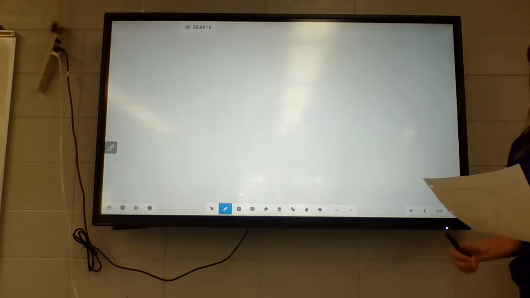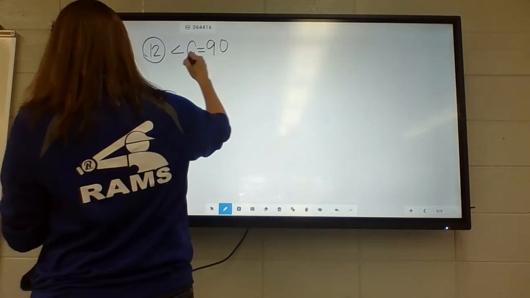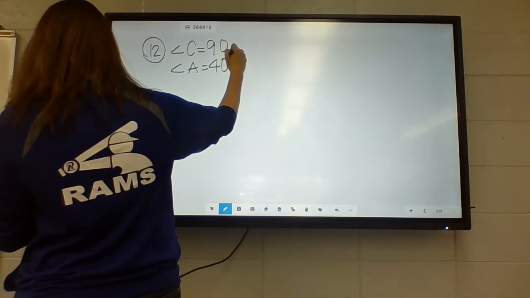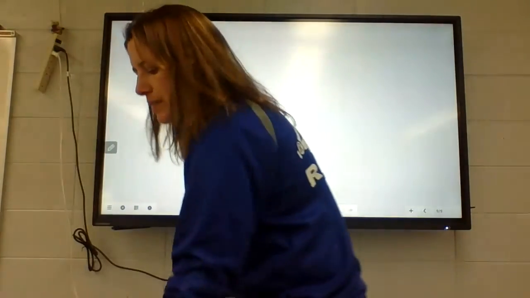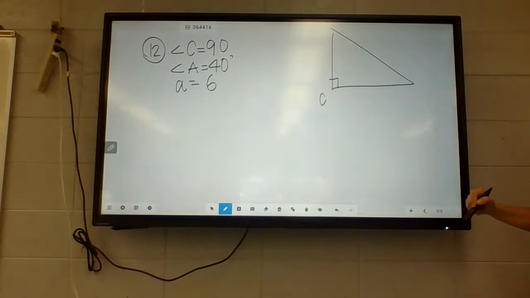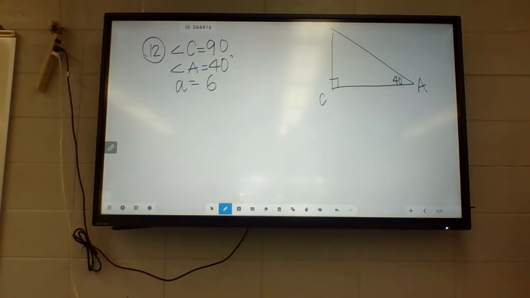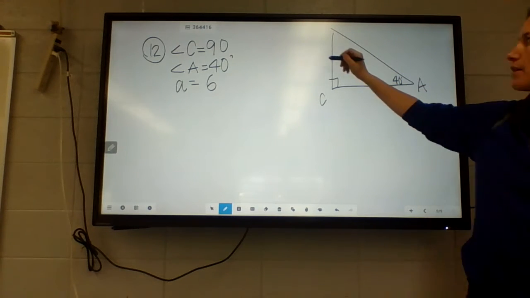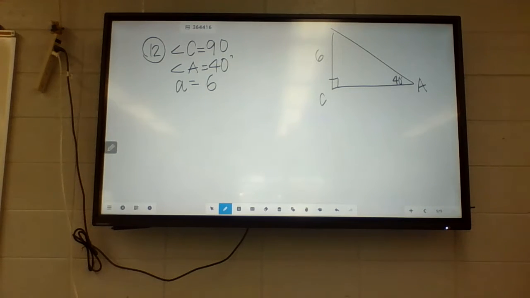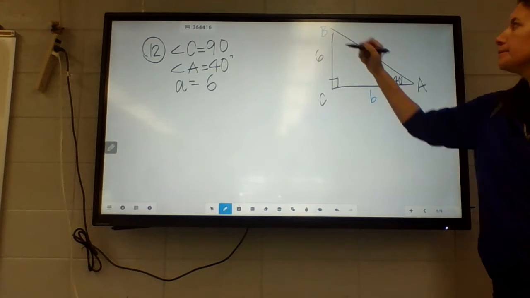All right, so in number 12, they want us to draw the picture. They tell us angle C is 90, angle A is 40, and little a is 6. If I draw this triangle, C would be our 90, A is going to be 40, so I'm just going to call this one 40. Then little a is across from big A, so that would make this 6. The same letters are across from each other, same angle and side. So I still need to find little c, little b, and big B.